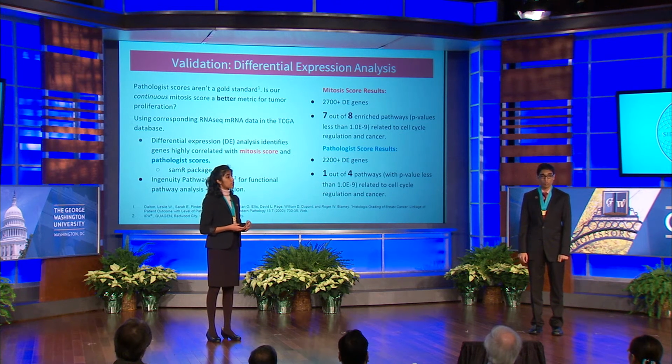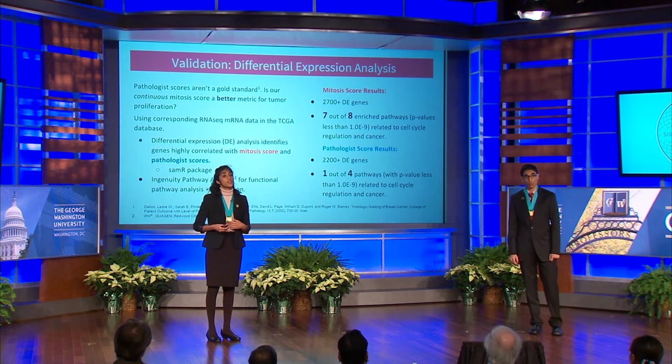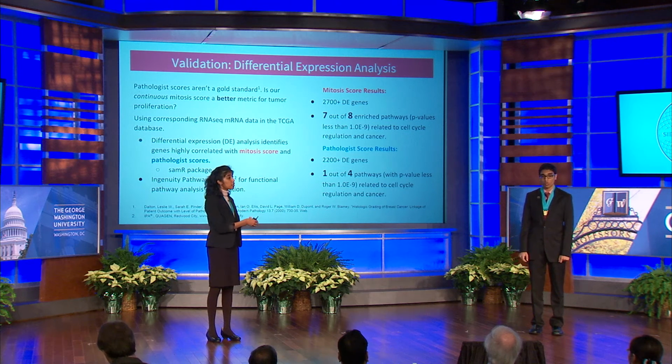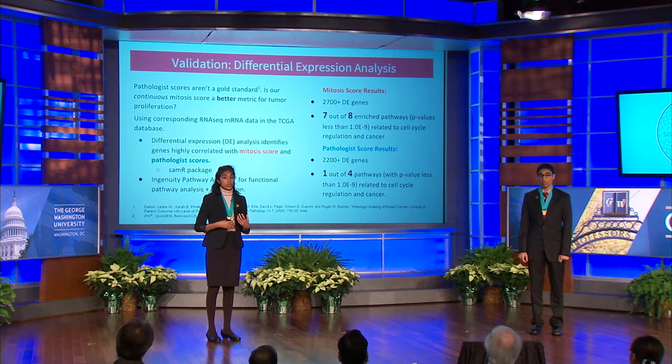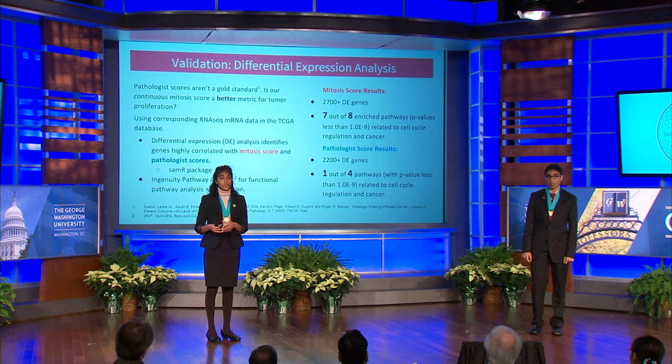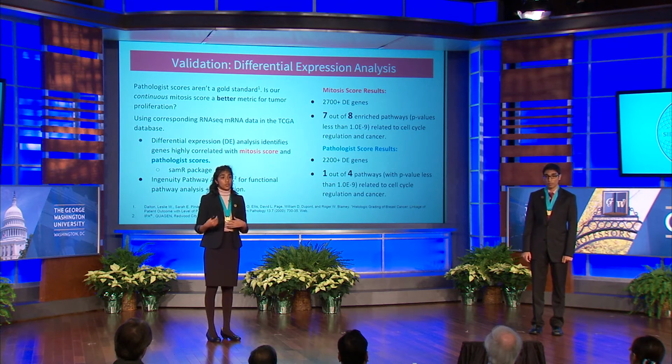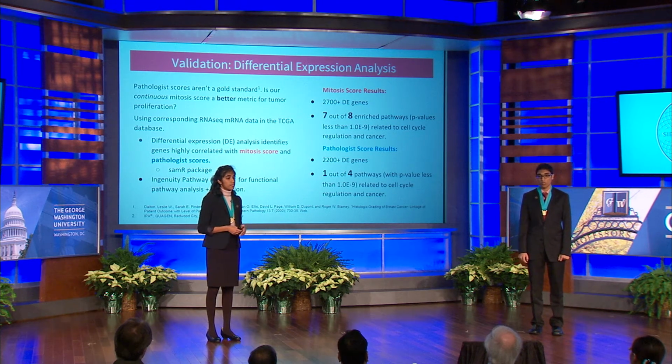So either our mitosis scores are worse than the pathologist scores, or our mitosis scores are better than the pathologist scores. So we investigated this by using each patient's RNA sequence data, and we performed differential expression analysis to find which set of genes correlate with the mitosis score, and then which set of genes correlate with the pathologist score. So we had 2 sets of genes, and then we performed functional pathway analysis and found which functions and pathways were enriched by each of these sets of genes.